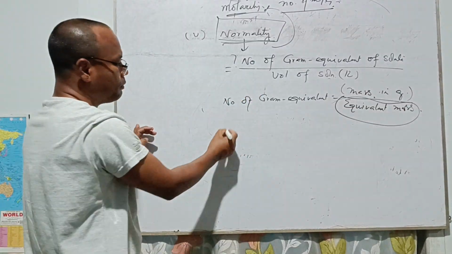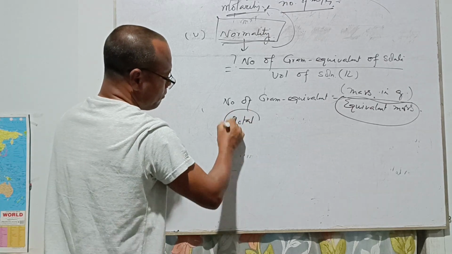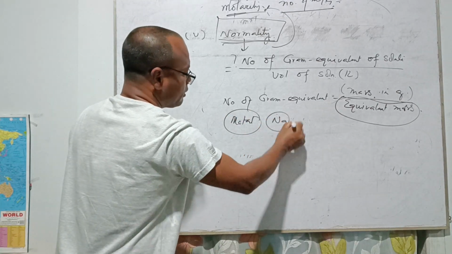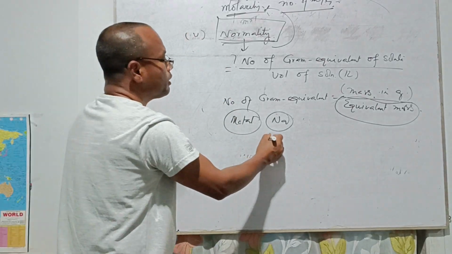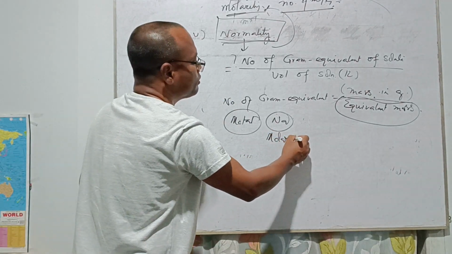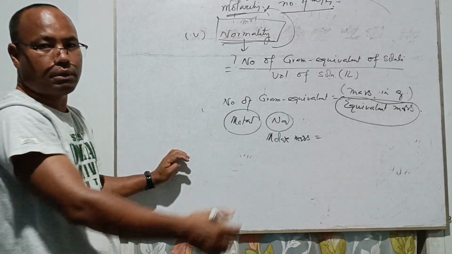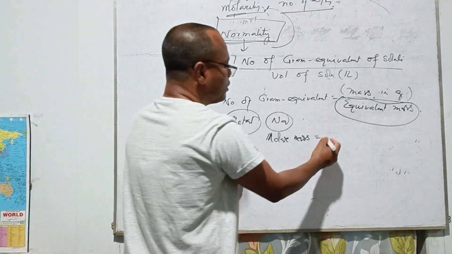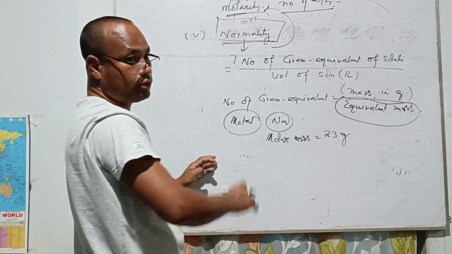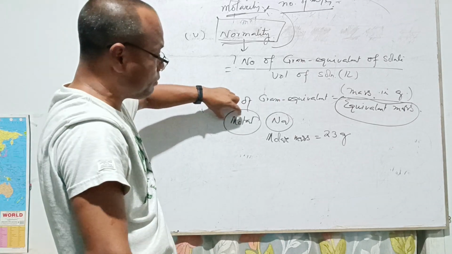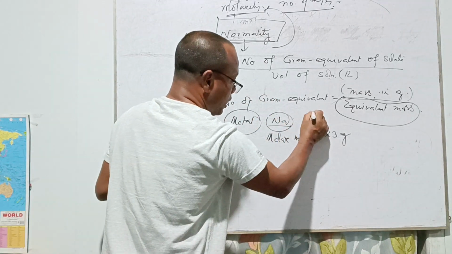Equivalent mass: suppose the substance is a metal. I just write sodium metal. When we are talking about sodium metal, what was the molar mass of sodium? I think you still remember, right? What is the molar mass or atomic mass of sodium? That was 23 gram. Okay, so this is the metal. What is the valency of sodium metal? The valency of sodium metal is 1.